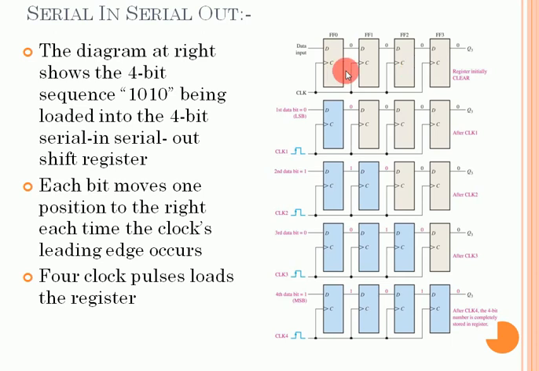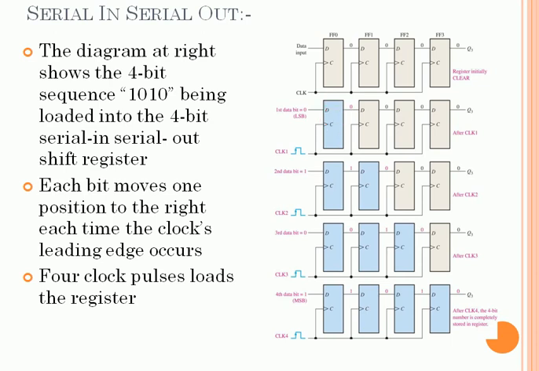That means we do not have any value stored in the register. So when we provide the first clock pulse, clock 1, the data is 1010. The rightmost bit, that is 0, will be stored in the first flip-flop. Now you can see this flip-flop has turned blue in color. That shows that it is now loaded with some value.